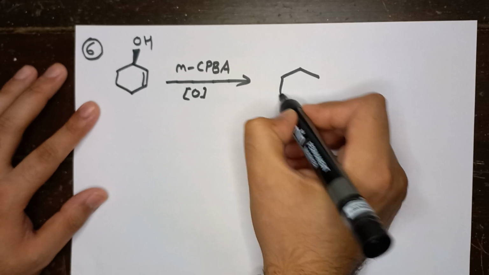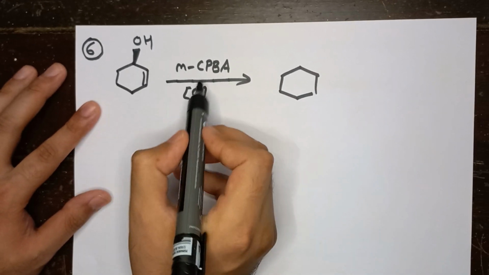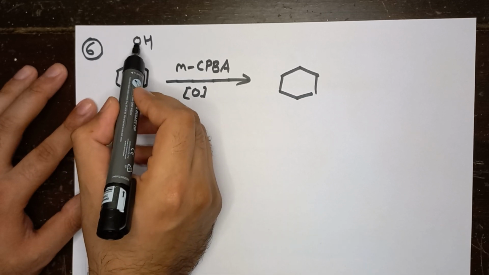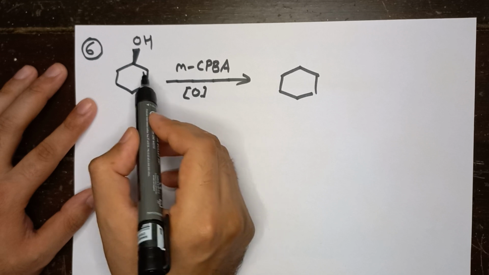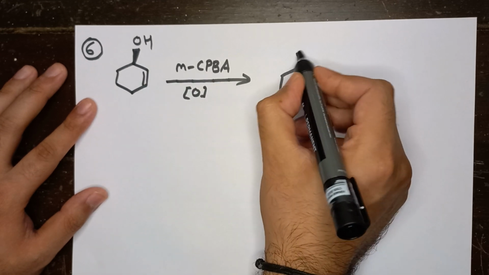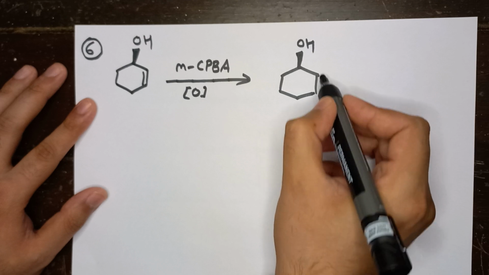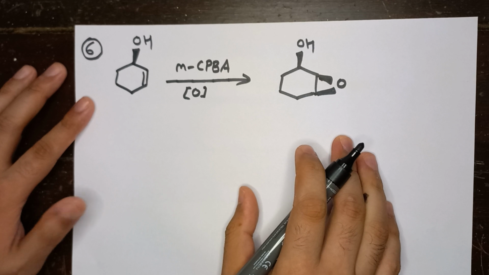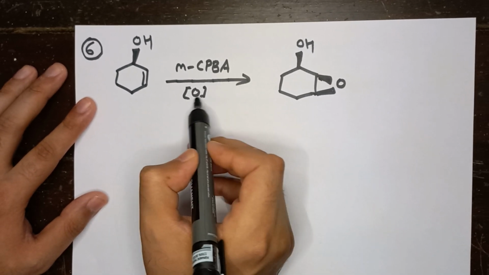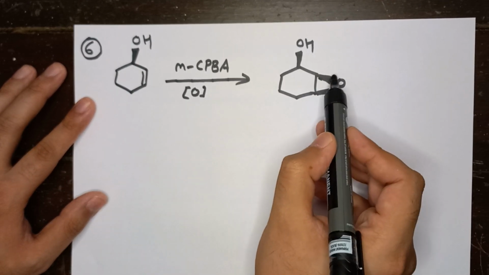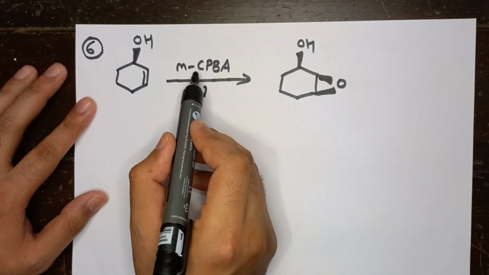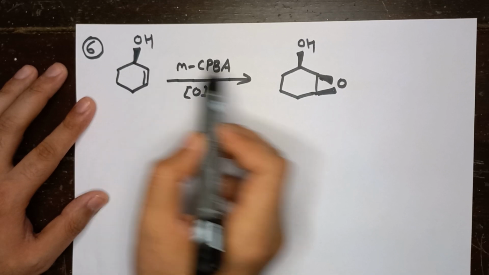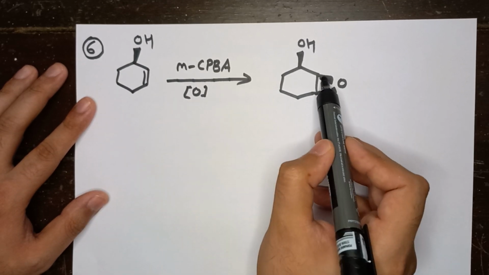And this MCPBA is able to do hydrogen bonding. So as this OH group is above the plane, this MCPBA will insert the oxygen from above the plane. So MCPBA provides an oxygen atom, converts alkene into epoxide and is able to do hydrogen bonding. Just because this OH group is above the plane, it's going to do hydrogen bonding above the plane and will provide oxygen from above the plane.